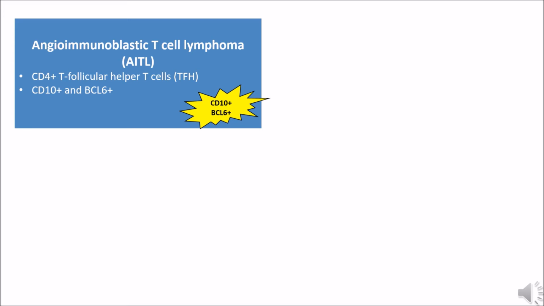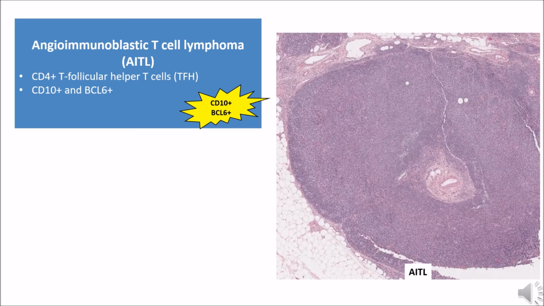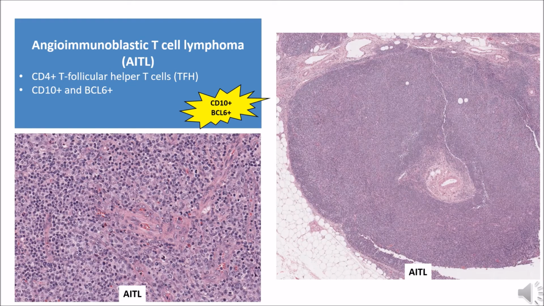AITL is an aggressive disease which usually presents in advanced stage, with B symptoms, generalized lymphadenopathy and/or hepatosplenomegaly, and skin rashes. The classic histologic finding is effacement of normal lymph node architecture by a polymorphous cellular infiltrate, with a background that includes abundant follicular dendritic cells and numerous small vessels. Medium-sized tumor cells often congregate in these areas and may have abundant clear, pale cytoplasm.